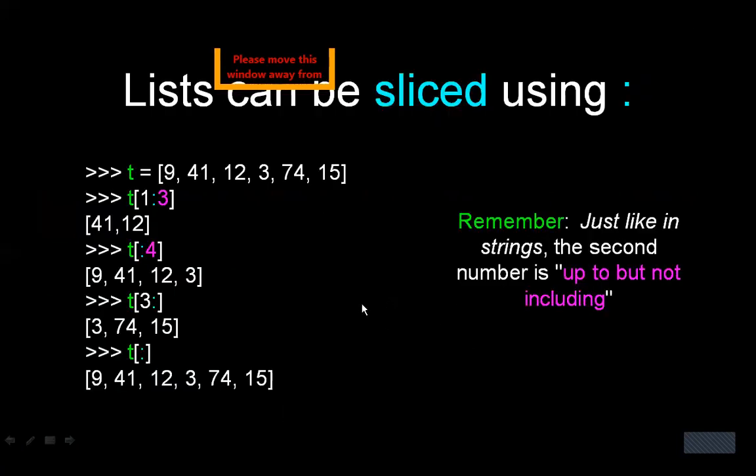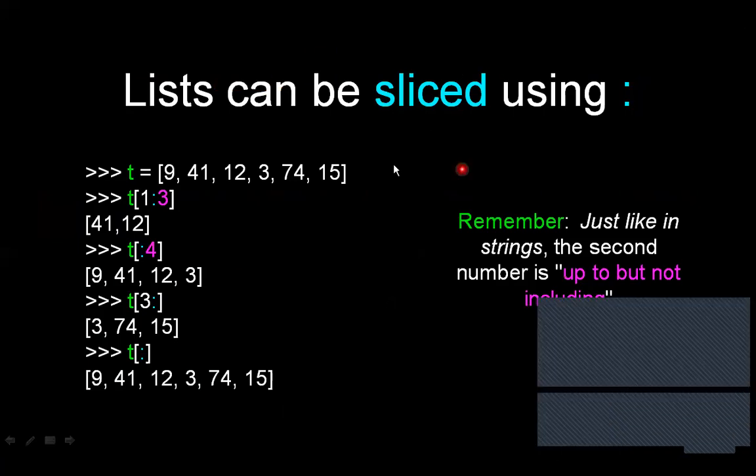Now, first of all, we will look into this concept: what do you mean by slicing? Slicing is one of the important features which allows us to retrieve parts of the elements of the list.